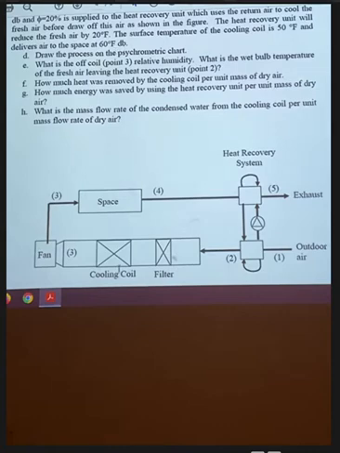So we know the supply air temperature and also we know the surface temperature of the cooling coil. Draw the process on the psychrometric chart.